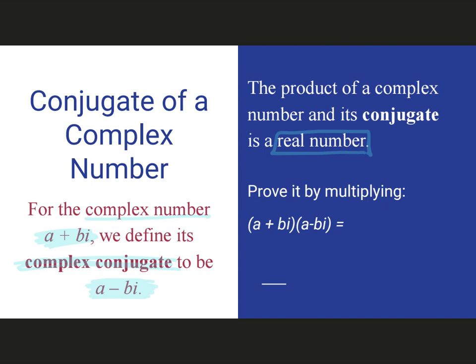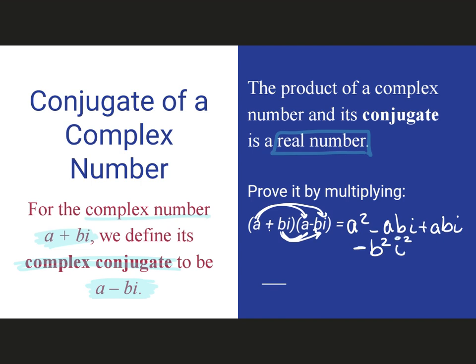So we're going to prove it, okay? We're going to prove it by multiplying a plus bi times a minus bi. So we're going to do a times a is a squared. a times negative bi is negative abi. Then we're going to multiply bi times a, so it'll be positive abi. And then minus, so when you do positive times negative, you get a negative, b times b is b squared, and i times i is i squared.